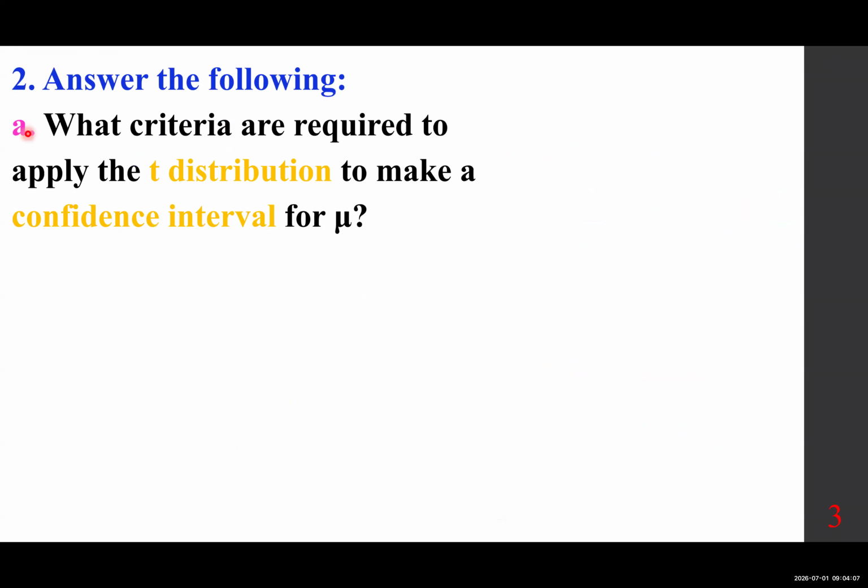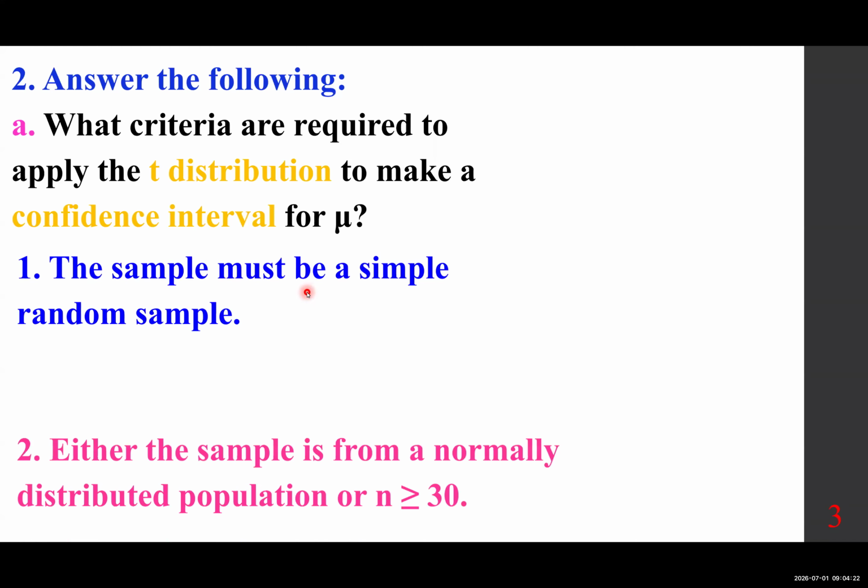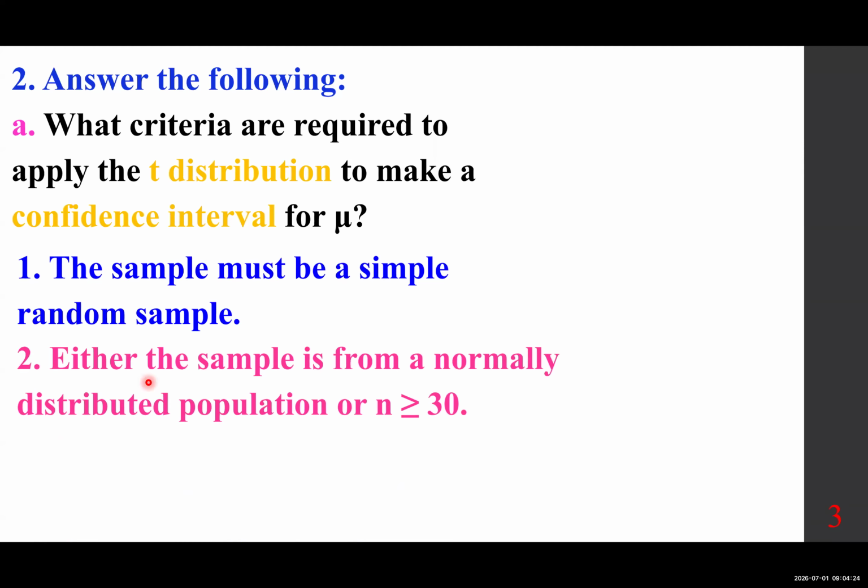We're going to answer the following. What criteria are required to apply the t-distribution to make a confidence interval for mu? Number one, the sample must be a simple random sample. So it has to be randomly selected. Number two, either the sample is from a normally distributed population or n is large. How large? Larger than or equal to 30. Remember CLT, the central limit theorem.